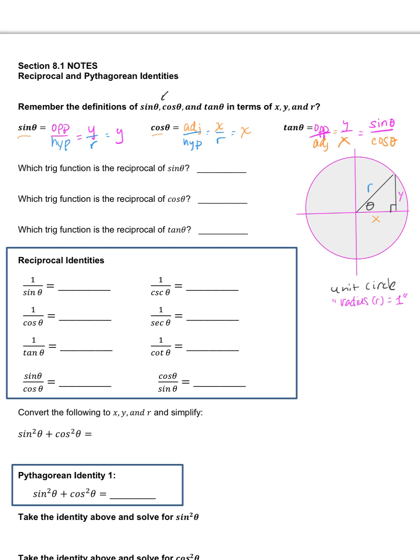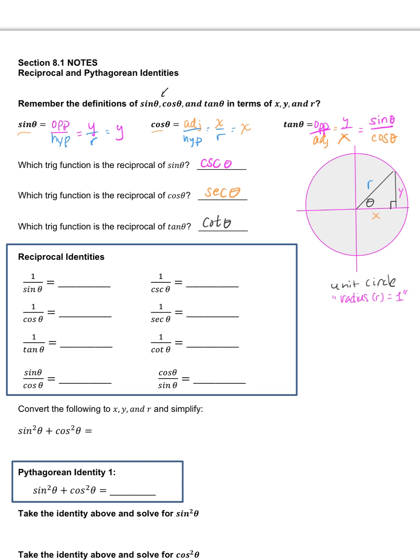So let's go to the next 3 questions. Which trig function is the reciprocal of sine theta? Well, the reciprocal of sine theta is cosecant theta. Secant theta goes with cosine; that's the reciprocal of cosine theta. And then for tangent theta, the reciprocal is cotangent theta. So these we learned from the beginning of trigonometry.